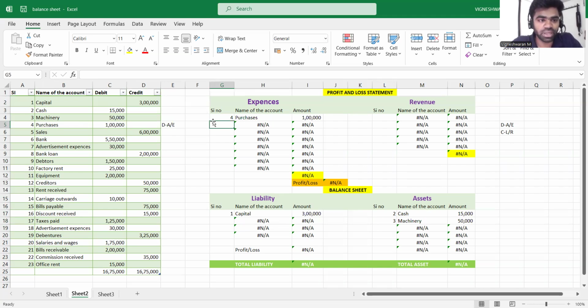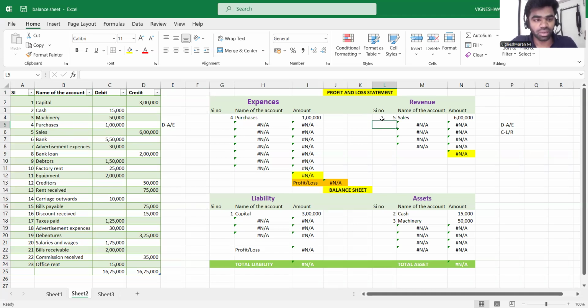Then fifth one, sales. Sales is always a revenue generating activity. Sales is on the credit side. If something is in credit, it should be a liability or a revenue. Sales is, of course, a revenue generating operation. So sales, the fifth one, will come here.